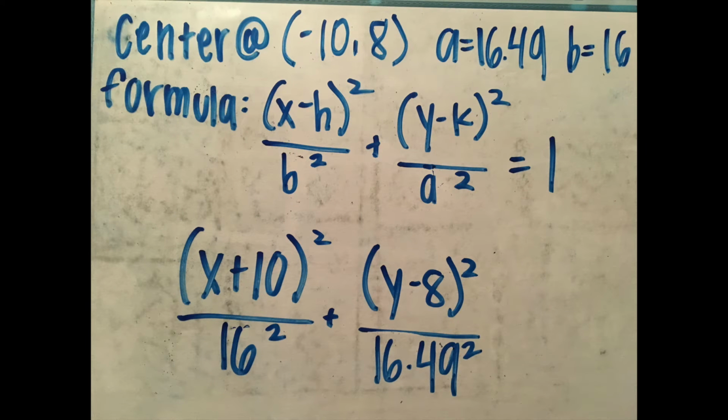Given that I found the center of my ellipse and I was able to find my a value and my b value, I was able to determine the formula for the ellipse using the following formula, which is (x minus h) squared divided by b squared plus (y minus k) squared divided by a squared is equal to 1. So using that, I was able to determine that the formula for my ellipse was (x plus 10) squared divided by 16 squared plus (y minus 8) squared divided by 16.49 squared, and that's supposed to say that that is equal to 1.